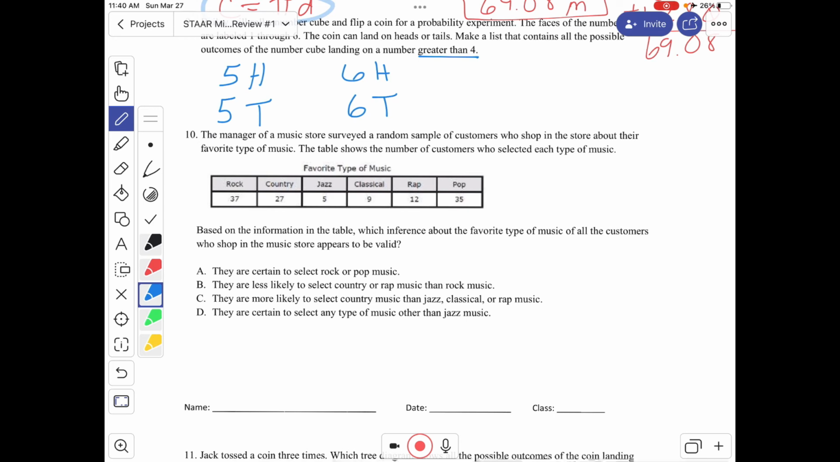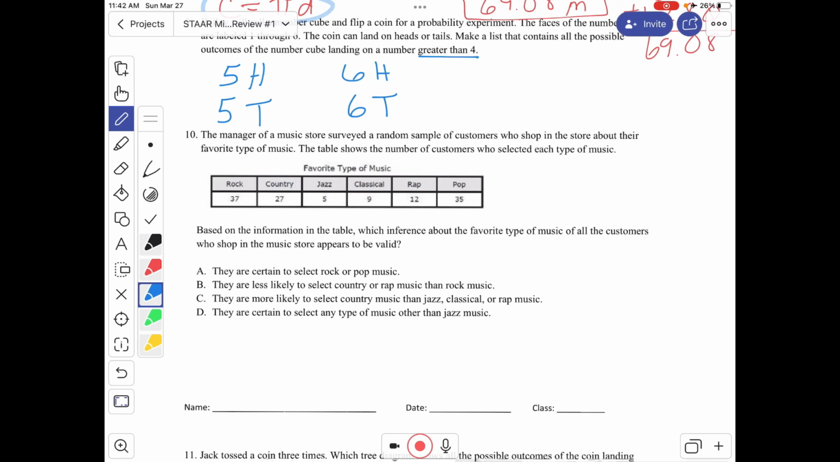Number 10. The manager of a music store surveyed a random sample of customers who shop in the store about their favorite type of music. The table shows the number of customers who selected each type of music. Based on the information in the table, which inference about the favorite type of music of all customers who shop in the music store appears to be valid?